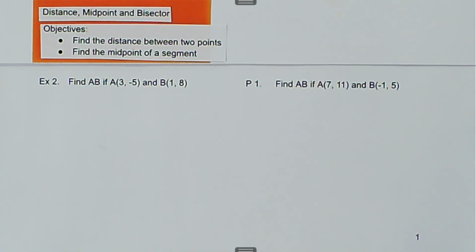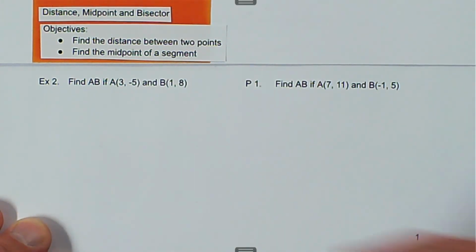Today we're talking about the distance formula, and we want to find the distance between 2 points. So here we have two examples. Find the distance between A, B if the point A is (3, -5) and the point B is (1, 8).